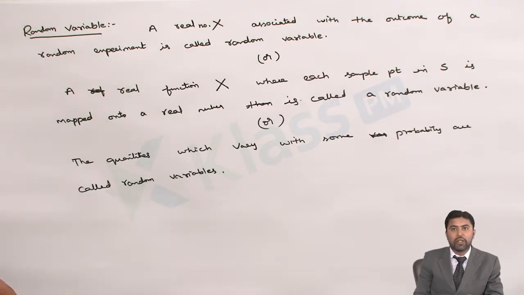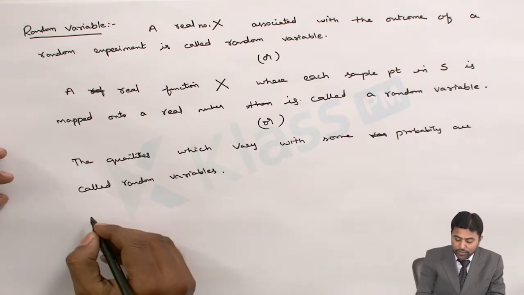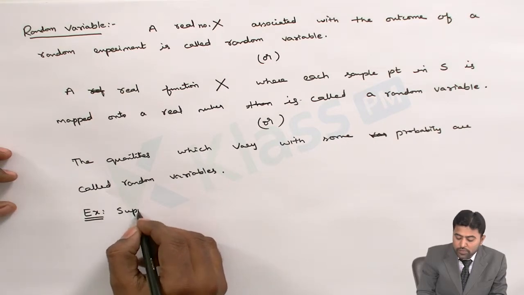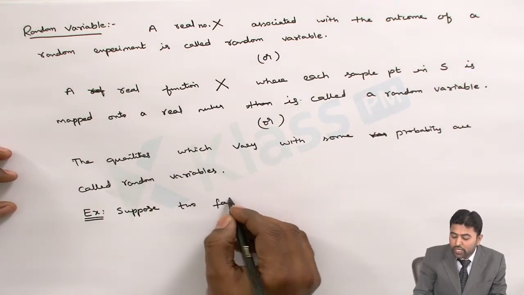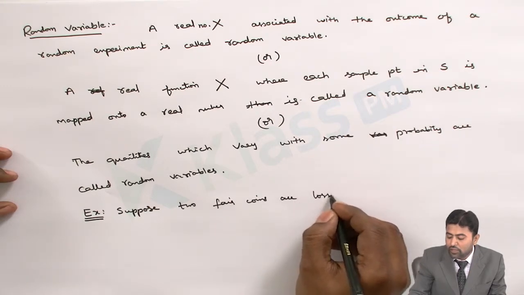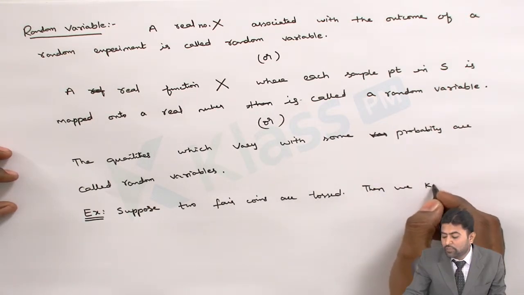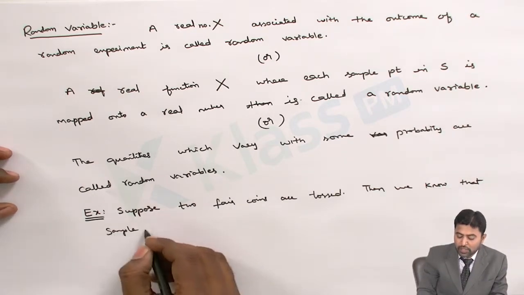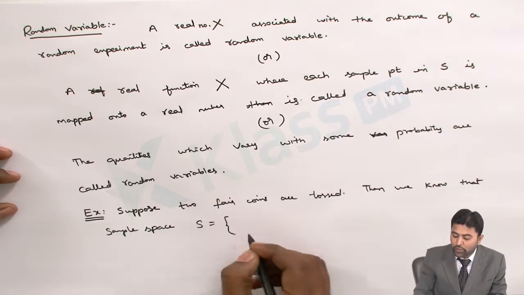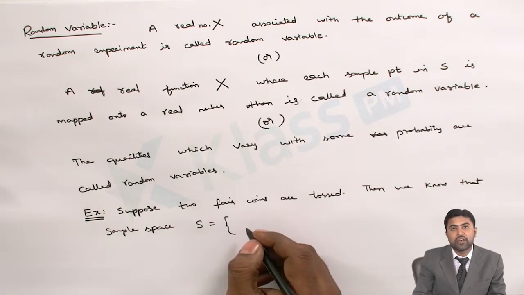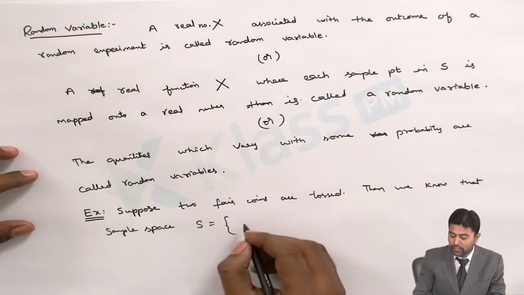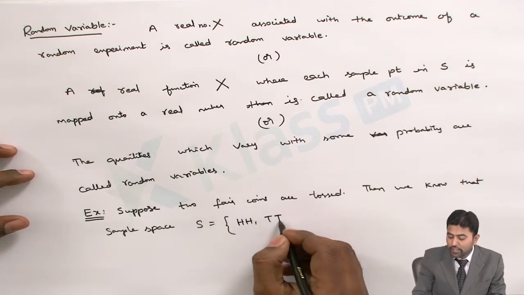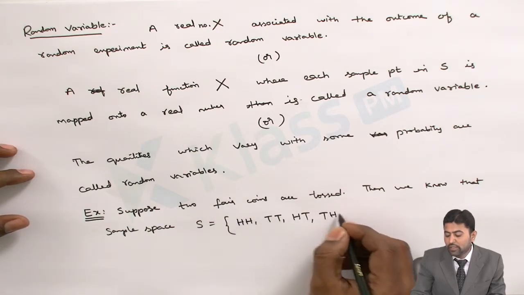Now we'll see an example of a random variable, how exactly we can define a random variable by taking an example. Suppose two fair coins are tossed. Then we know that the sample space S will contain 4 sample points: head head, head tail, tail head and tail tail.